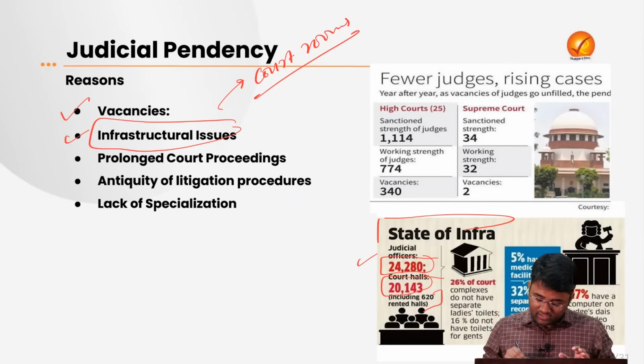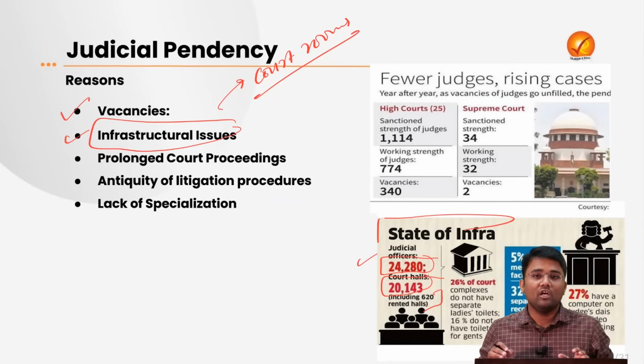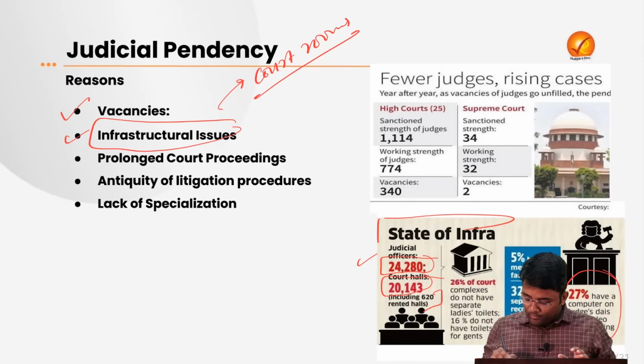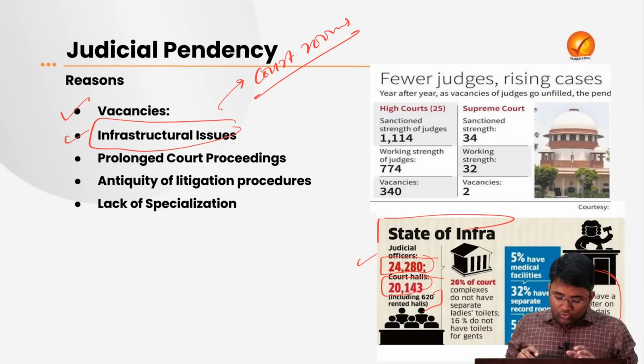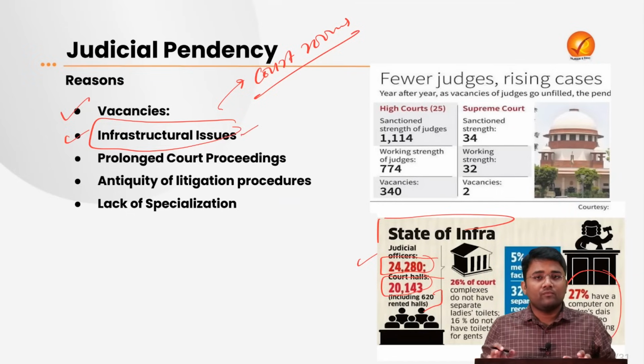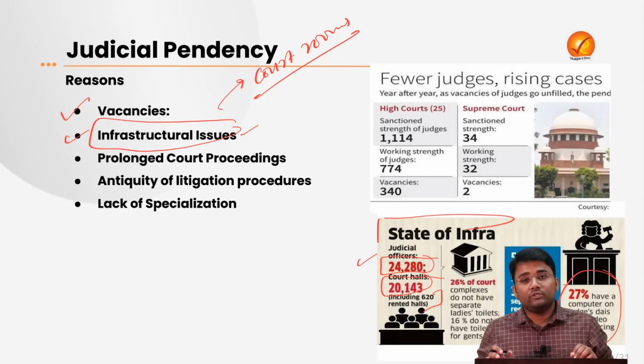And here almost 620 rented halls are being used as temporary facilities made into courtrooms. Then only 27% of the judges in India have a computer on the judges' dais through which they can do video conferencing, and that also leads to slower processing of cases, slow movement of the cases, and increased pendency of the cases. So the infrastructure issue is also one of the major factors for the judicial pendency.